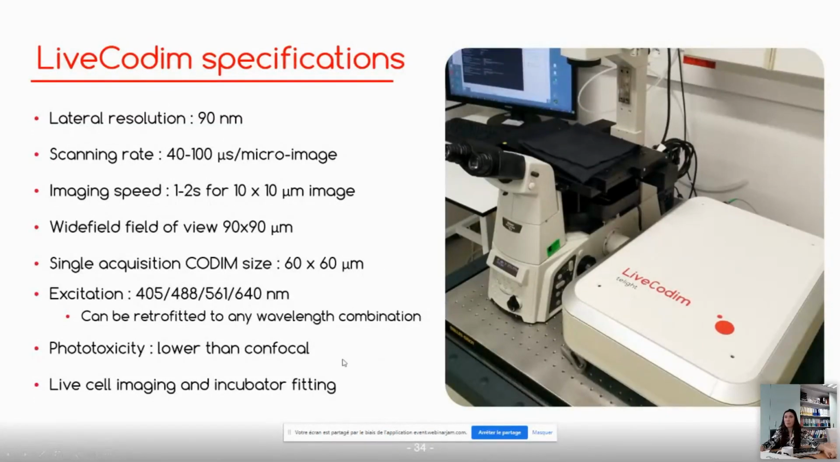It's definitely compatible with live cell imaging and incubator fittings, and the tentative tissue penetration depth that we've seen in an older model of this system was about as good as confocal, so being able to scan and achieve super resolution down to 0.5 millimeter.